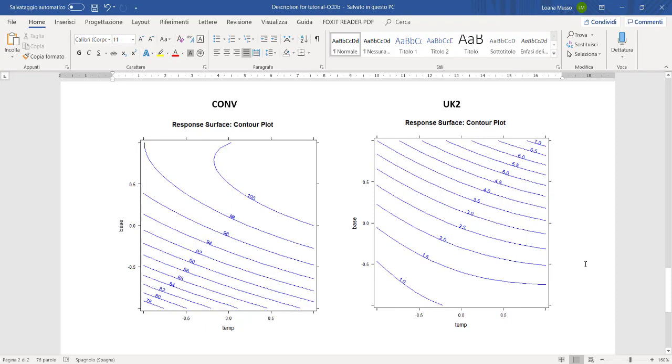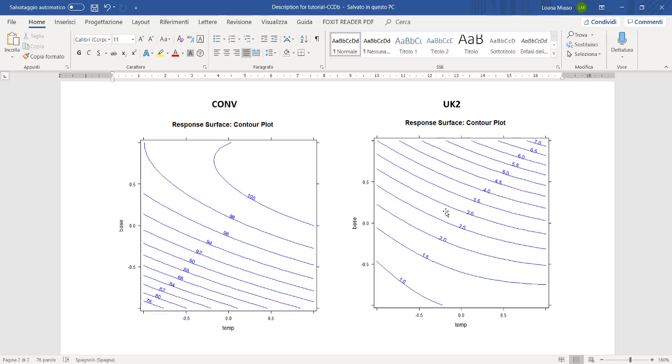Here we have the response surfaces for the responses conversion and unknown impurity 2. Talking about conversion, for temperature and base we have this kind of trend, and it is clear that if we want to maximize conversion, that is of course our situation, we should work in this area, so at high temperature and high base. But if we look at the response surface for unknown impurity 2, and of course in this case we want to minimize the formation of the impurity, it is clear that if we work in this area, high temperature and base, we obtain a high percentage of the impurity.